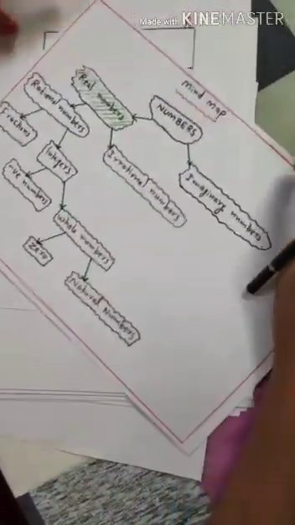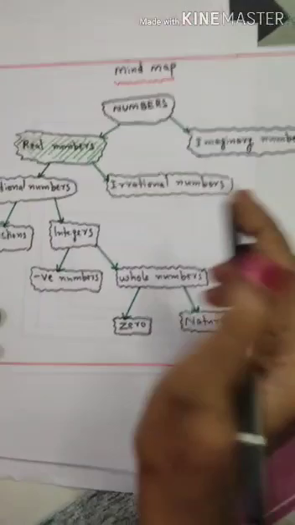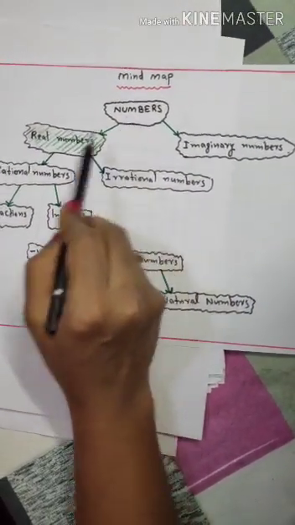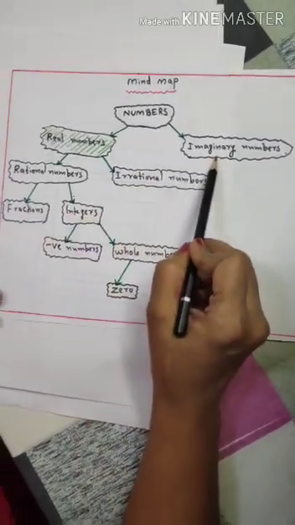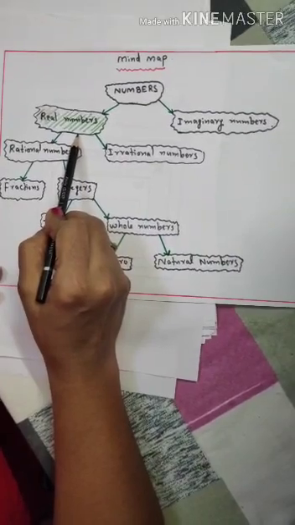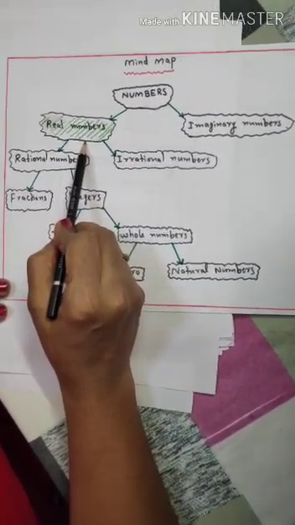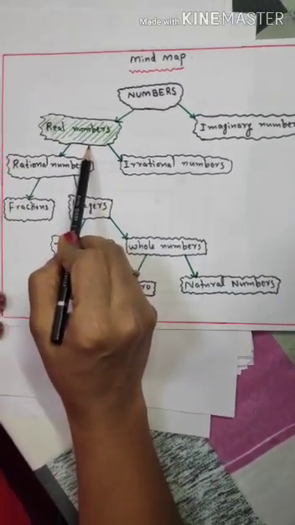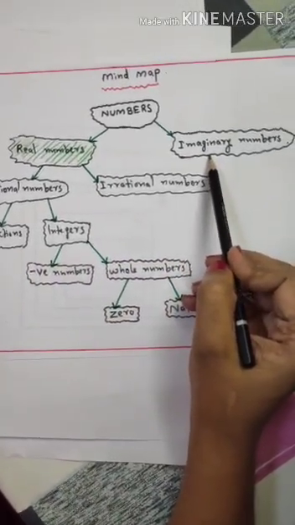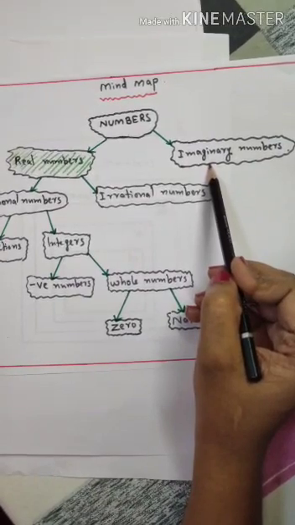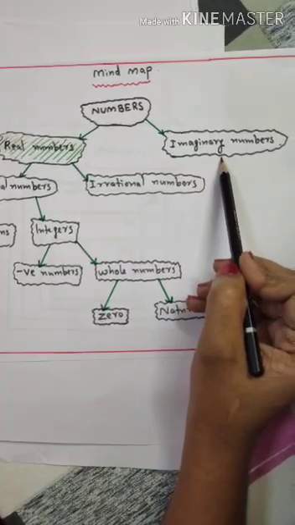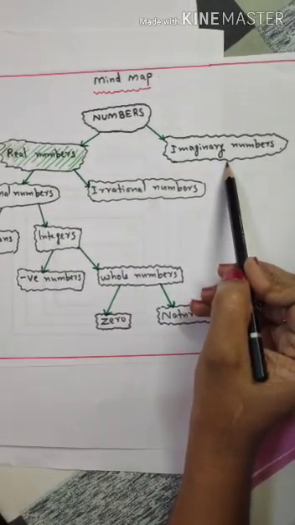Now here I have prepared a mind map of numbers. Numbers are divided into two types: real numbers and imaginary numbers. Real numbers are numbers whose square is always a positive number. But imaginary numbers are numbers whose square is always a negative number. About imaginary numbers we will study in higher classes.